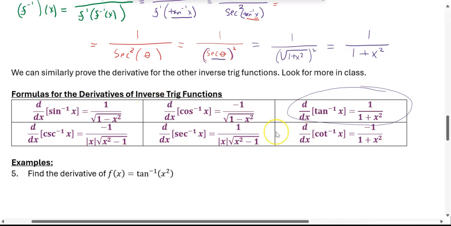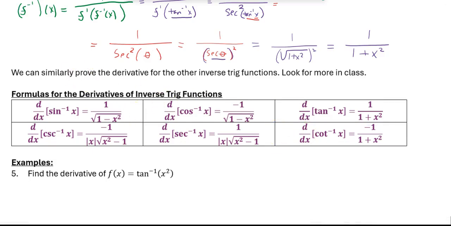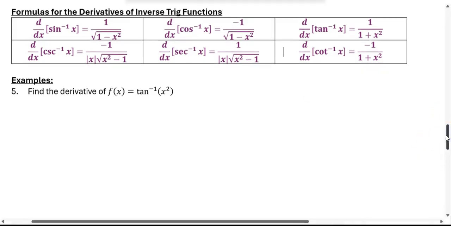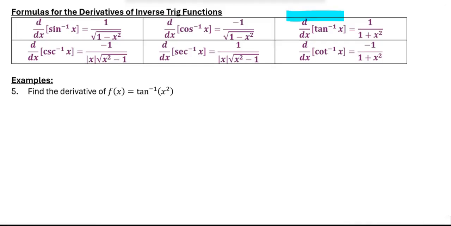You can do that for all 6 trig functions and find the derivatives of their inverses. We did 2 of the proofs. If you want to do some of the other proofs for fun or look them up on YouTube, you certainly can, but I'm just going to leave that for now. Now we're just going to use these derivative formulas to do a few example problems. So number 5, find the derivative of f of x equals tan inverse of x squared. So we can just apply this rule right here.